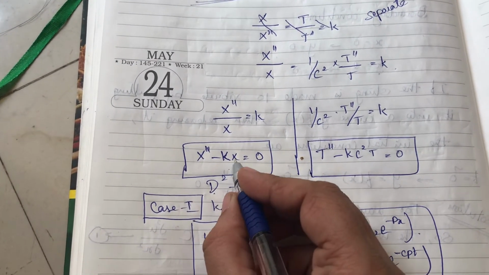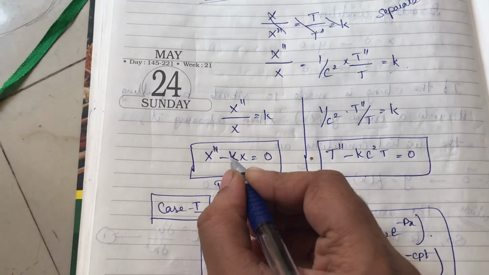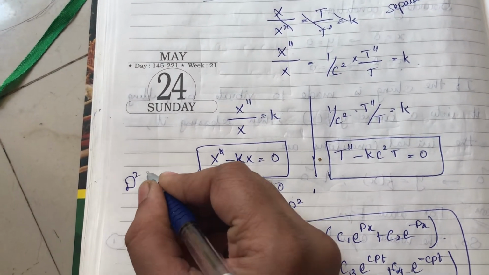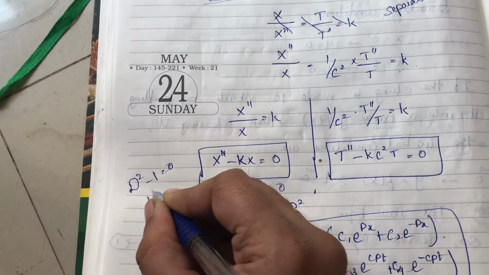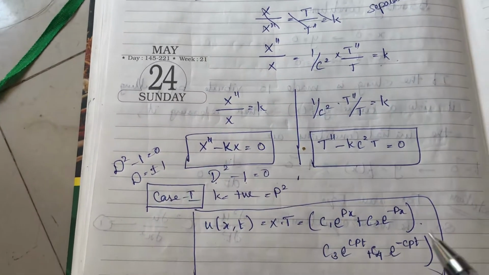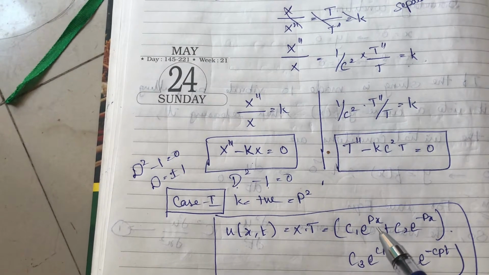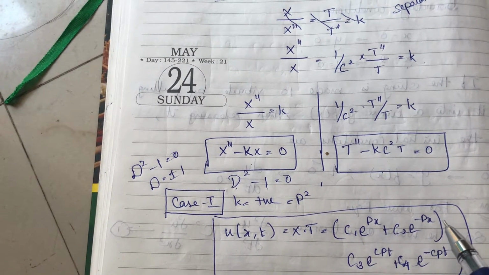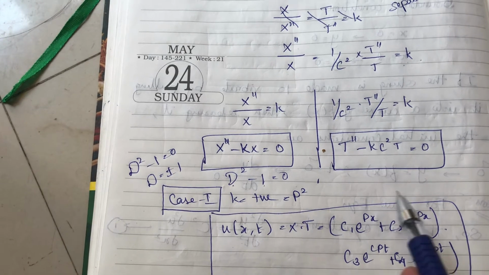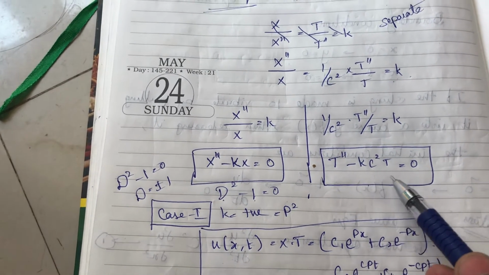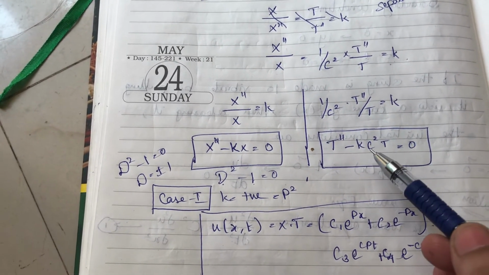So if I put this as positive, I will get D square minus 1, which is equal to 0. So D equals plus or minus 1. So I can write the complementary function as C1 e power px plus C2 e power minus px. So this is the x term. For the t term, the same applies here.